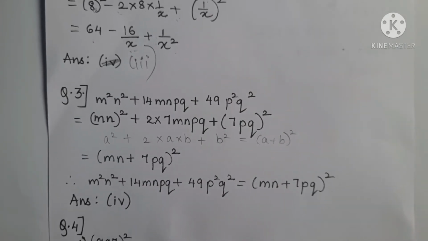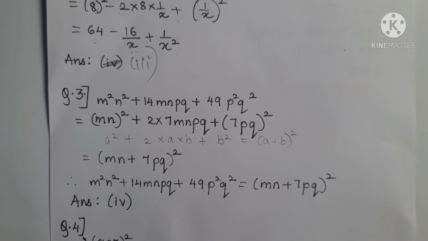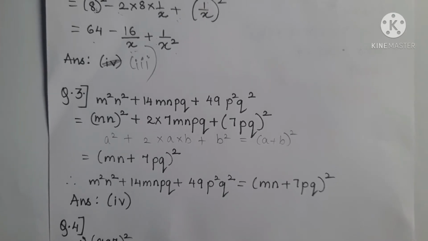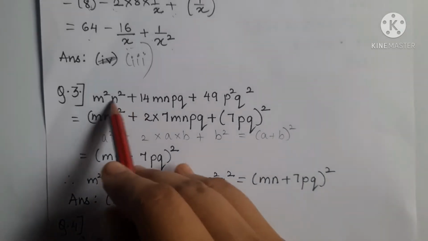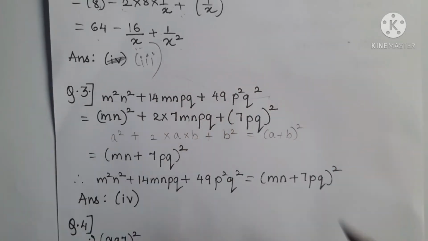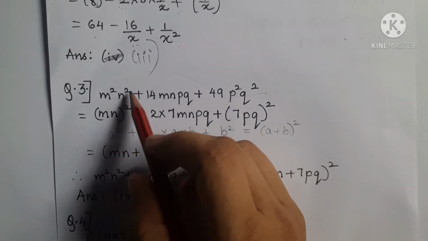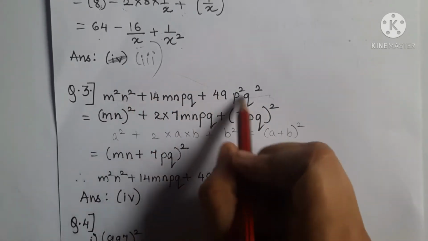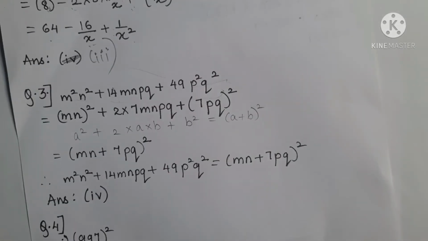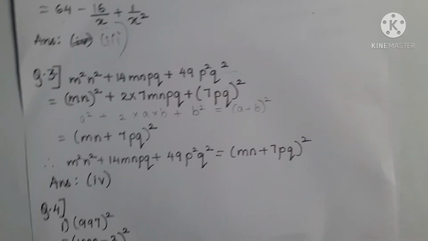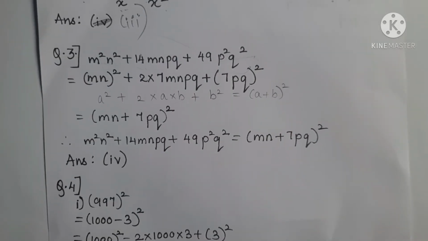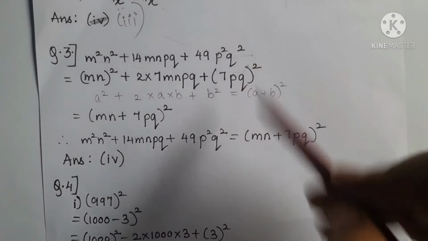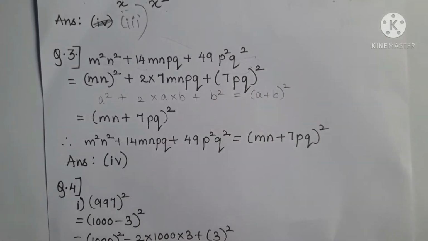Which of the following binomials given below is m square n square plus 14mnpq plus 49 p square q square the expansion? Okay, so here they have given us the answer and from the answer I have to find which is the square of the binomial for this answer. Okay, so the answer is given and we have to find the equation. It is the other way around. Okay, they have given you the answer. So this is the answer. Now this is the answer of which question? So that question we have to find out.